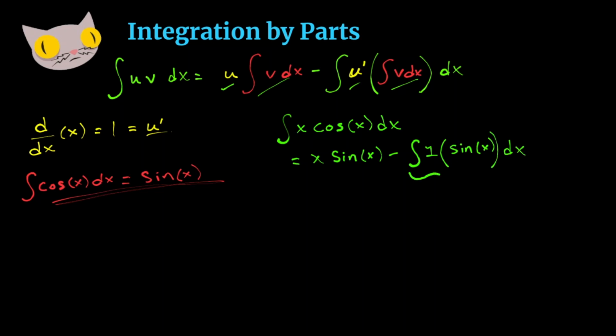Now we need to integrate this, which is just sine of x because the 1 doesn't really matter. And again, if we look back at our common functions, we know that the integral of sine of x with respect to x is negative cosine x. So our final answer would be x times sine of x plus cosine of x plus c.